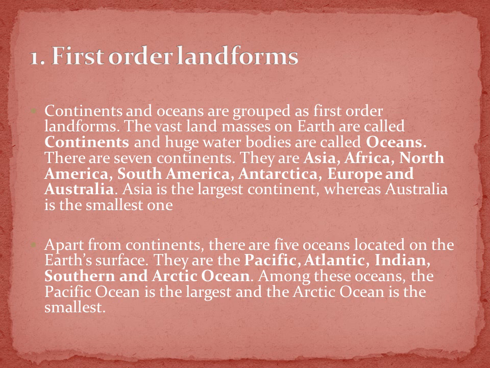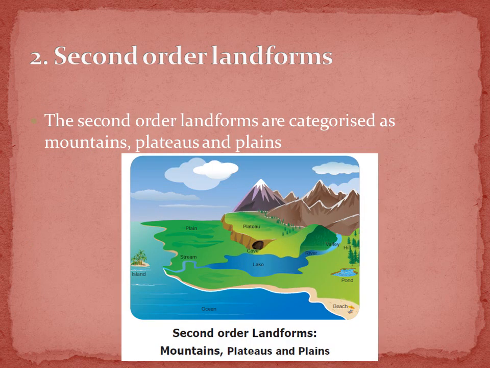Apart from continents, there are 5 oceans located on the Earth's surface. They are the Pacific, Atlantic, Indian, Southern, and Arctic Ocean. Among these oceans, the Pacific Ocean is the largest and the Arctic Ocean is the smallest. Second order landforms. The second order landforms are categorized as mountains, plateaus, and plains.